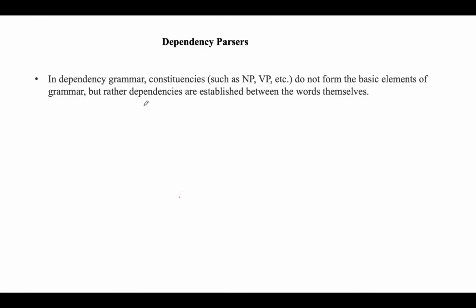In this lecture, let us discuss dependency parse trees. In our previous lecture, we saw what is meant by a constituency parser. We can say that this is a completely opposite method to constituency parsing. Usually in a constituency parser, we divide the given sentence into multiple constituents or phrases like noun phrase, verb phrase, etc. Whereas here, dependencies are established between the words.